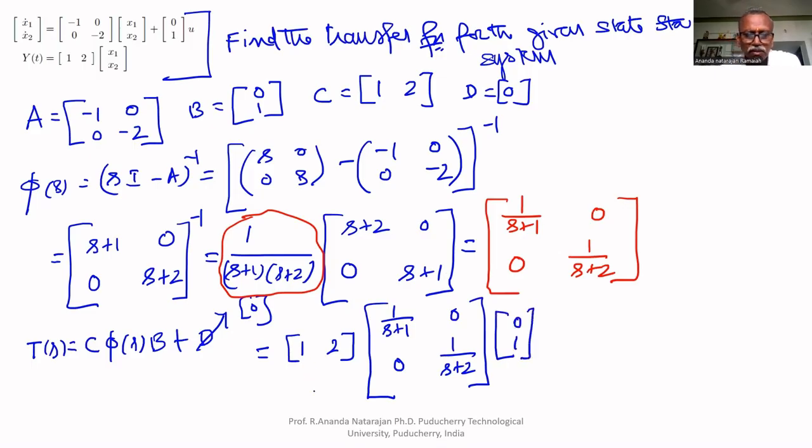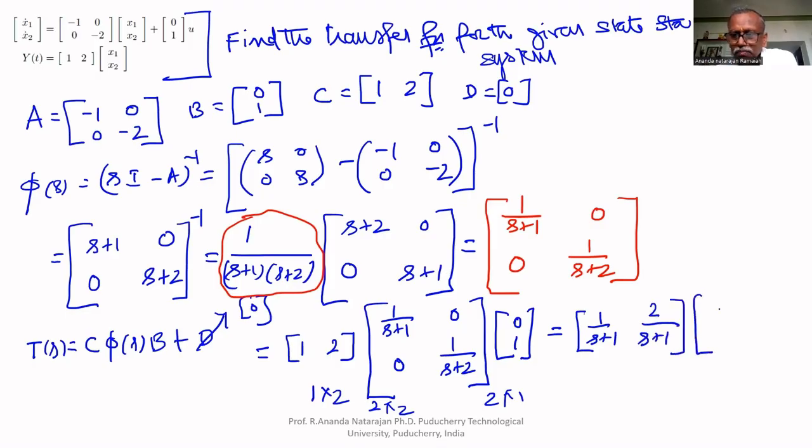What is the dimension of this? 1 by 2. This is 2 by 2. This is 2 by 1. Therefore, the final answer will be a 1 by 1 transfer function. So, you take first row, first column, you will get 1 by s plus 2. Take first row, second column, you will get 2 by s plus 1. Multiplied by [0; 1], that is equal to 2 by s plus 1.